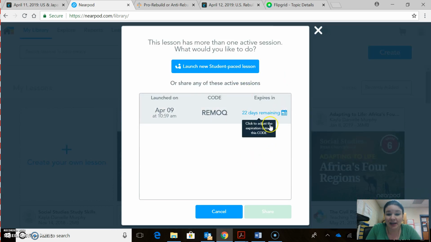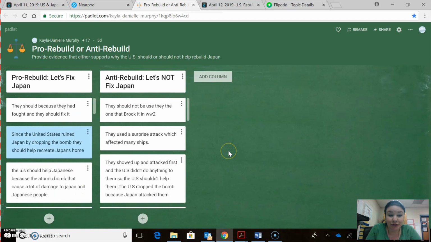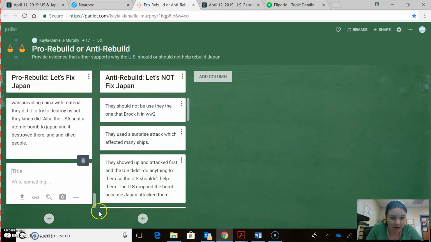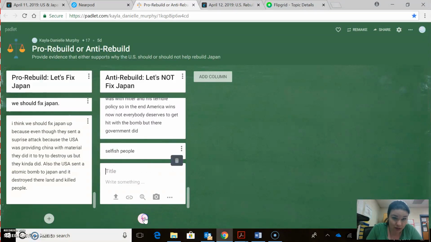This is the one I did for the VR experience. And I did student paced, that way students could have a little more control over their learning and do their own personal dive into the VR. And this right here was where students could input their evidence, which was on Padlet. If they found evidence that they felt supported, yeah, we need to help rebuild Japan, then they would click this plus sign and fill in information that they feel would help support that. If they felt like they found a piece of evidence that showed, no, we do not need to help rebuild Japan, then they would click it on that side.